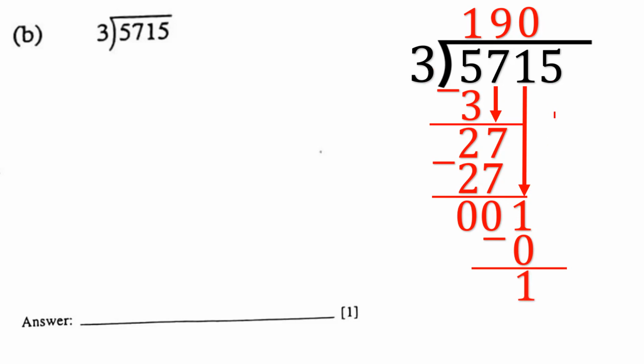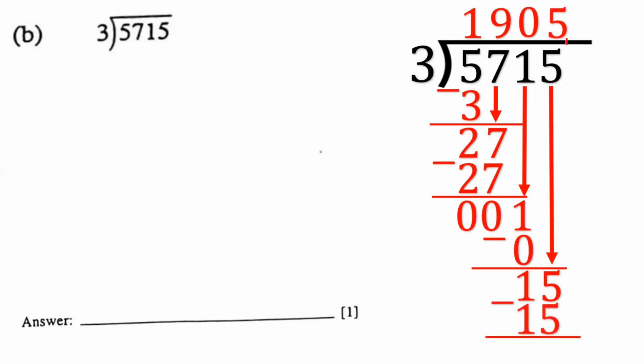And then we bring down the 5. Okay, how many times can 3 go into 15? Well, 3 can go into 15 5 times, because 3 times 5 is 15. And then we subtract. 5 minus 5 is 0. And 1 minus 1 is 0. And so the answer to this division problem is 1,905.